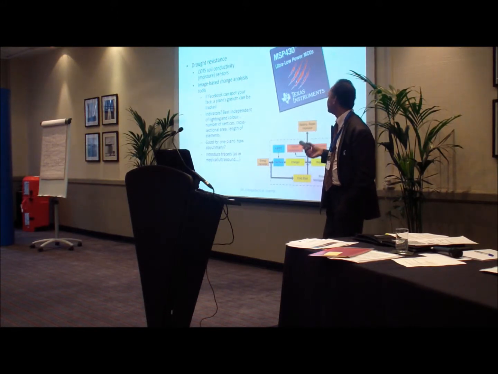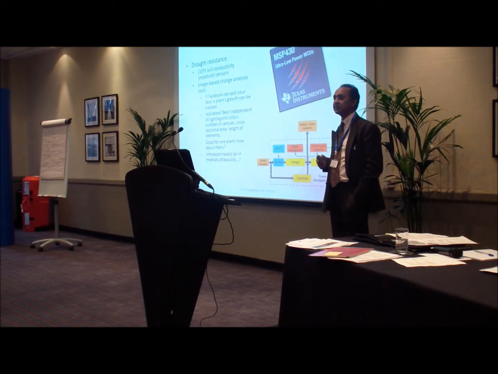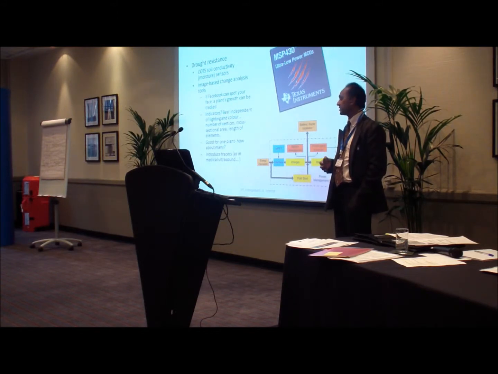Now, indicators, well, here's a difficult thing in the imaging world. They don't want to do anything that is affected by colour, because colour's terrible. It's really hard because the lighting affects things. You want indicators like the number of vertices, the number of crossing points, the length of an element, things like that. Things that are easy to pick out from an image.